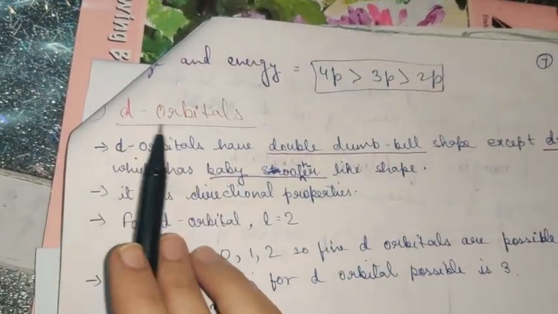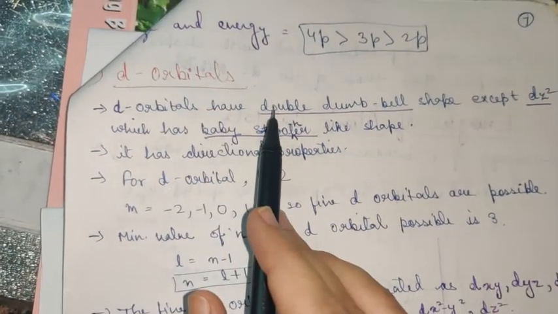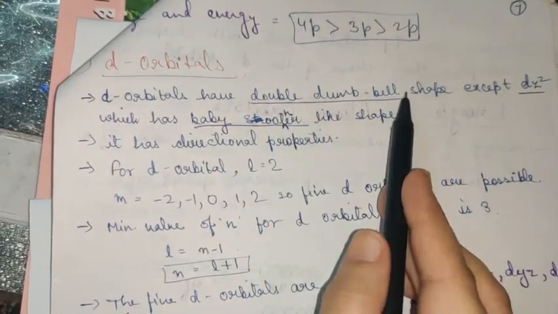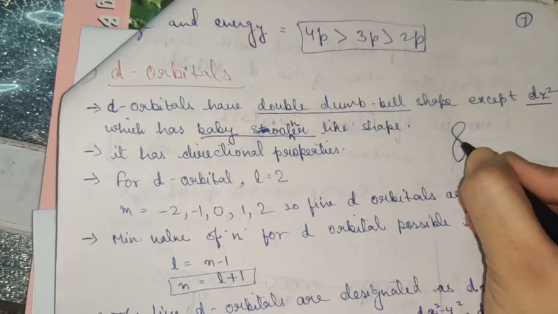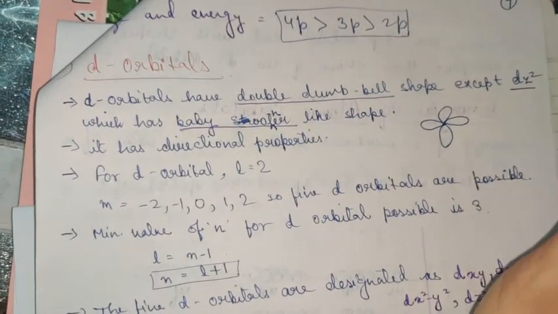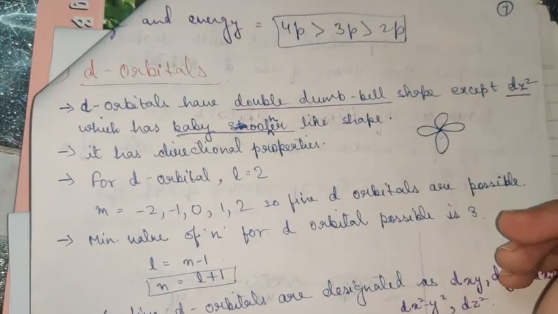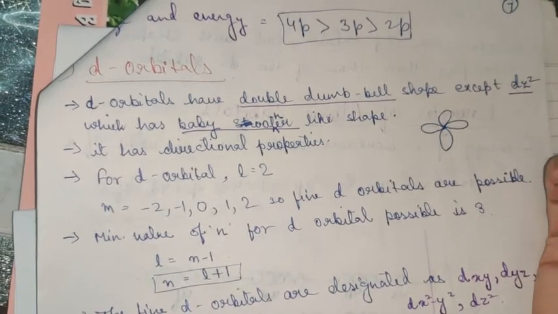Now coming to d orbital. I told you about the shape of d orbital earlier also. The shape is double dumbbell. Double dumbbell means one dumbbell and the other dumbbell. So when there are two dumbbells, children, there are 5 possible orientations, which again we come to know with the help of magnetic quantum number.